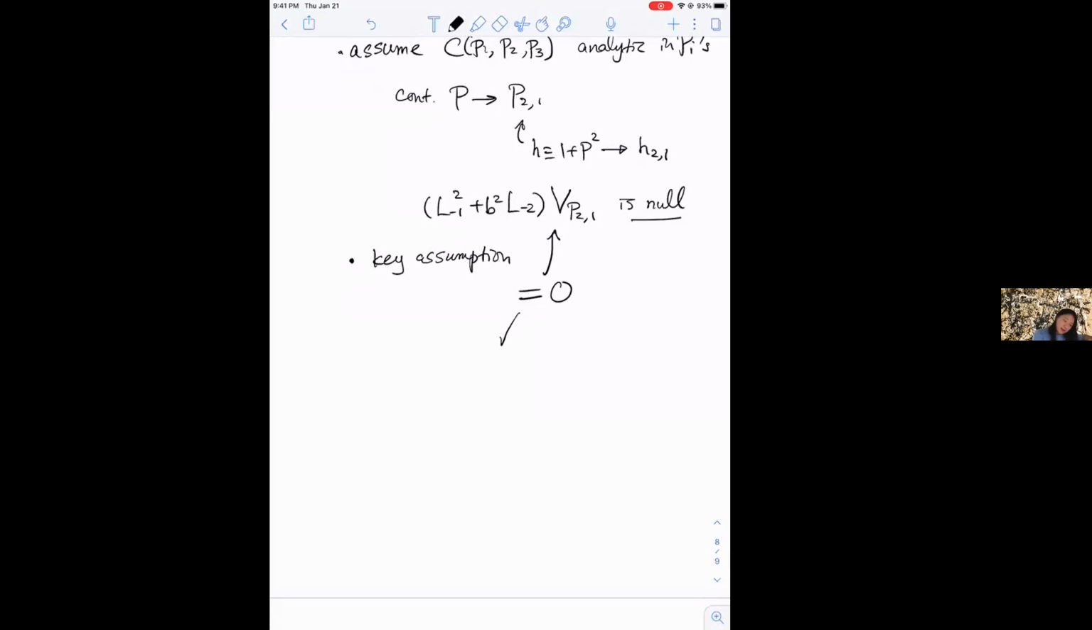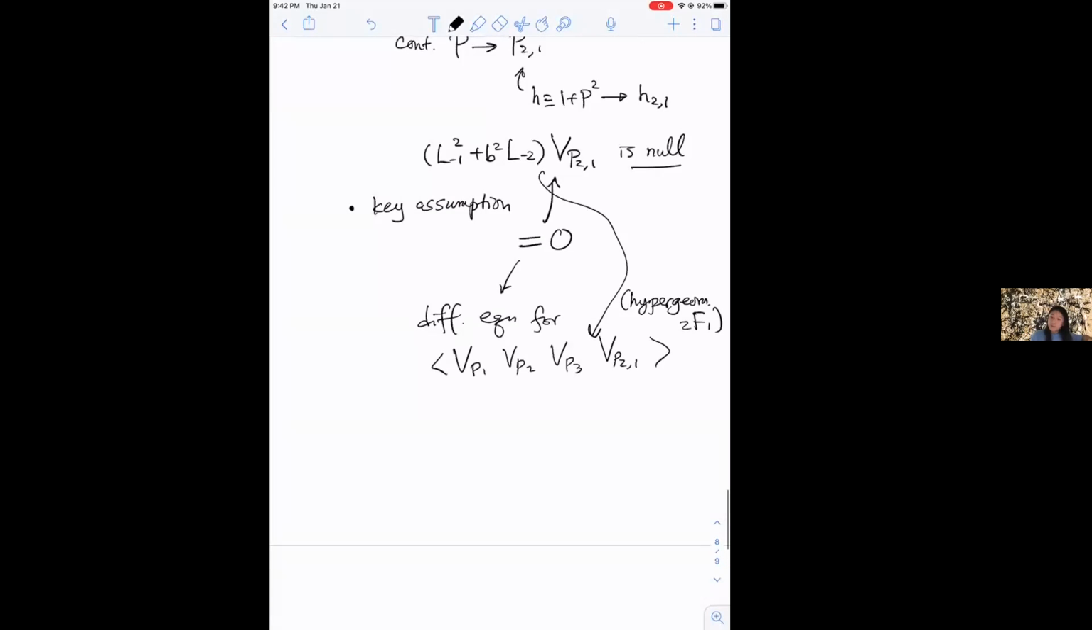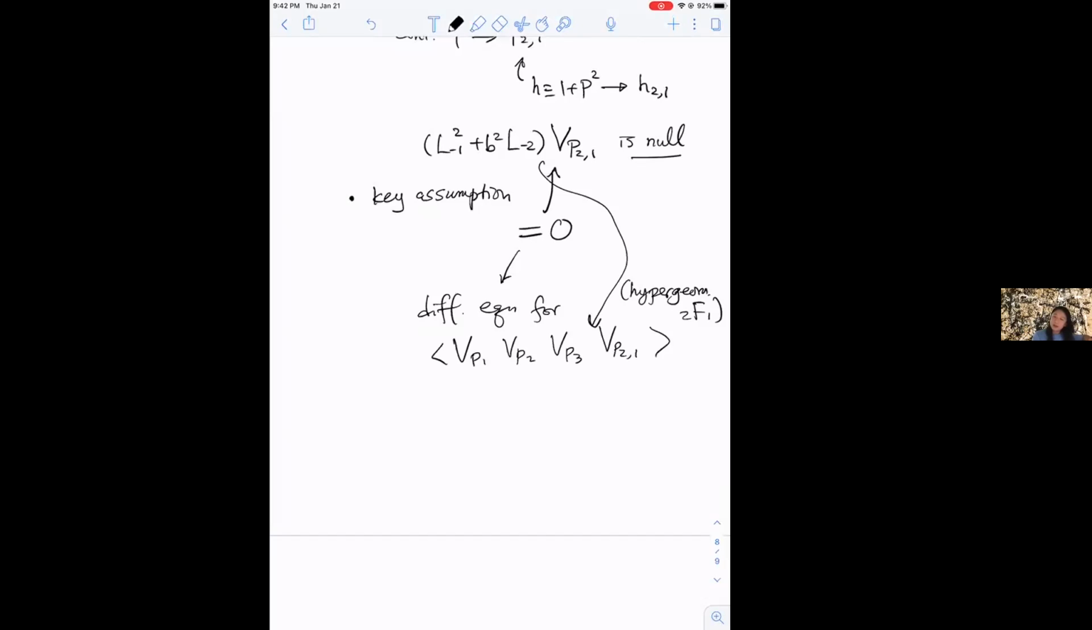If that's true, then it follows that there are differential equations for four-point functions like V_P1, V_P2, V_P3 for generic P1, P2, P3, and then V_P21, just by inserting this Virasoro descendant operator on the last one. It's a standard exercise, explained in some chapter of Polchinski. This differential equation is some kind of hypergeometric equation with solutions in terms of 2F1 functions. This equation has some consequences. This is standard conformal bootstrap manipulation. For example, it tells you that the OPE between V_P21 and V_P3 would only contain operators like V_P3 plus or minus ib over 2.